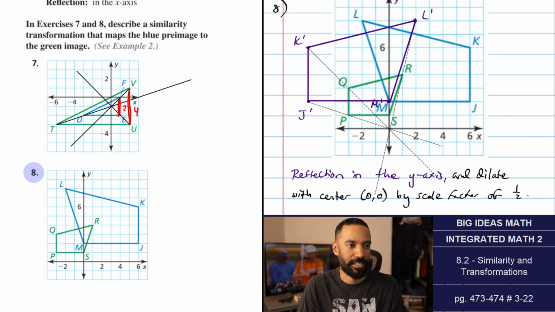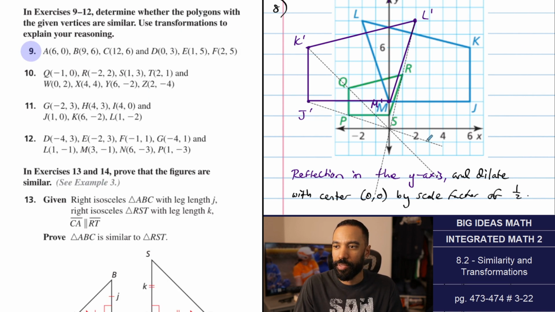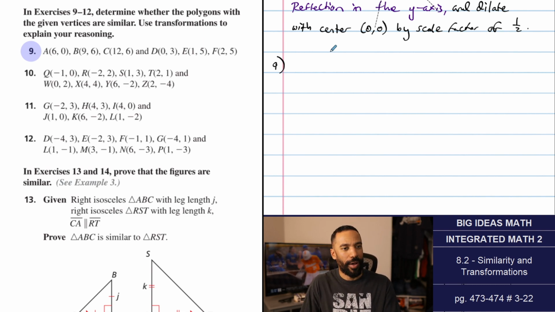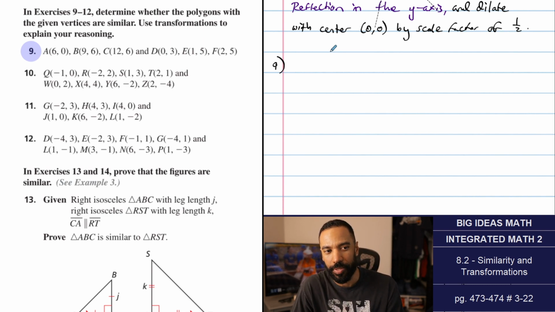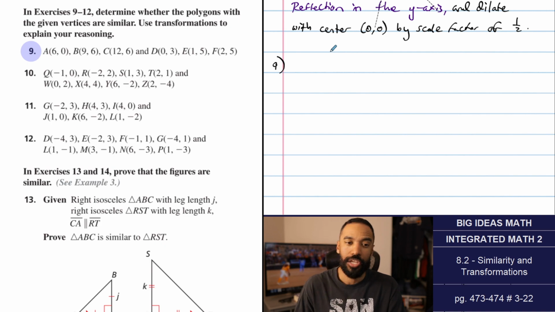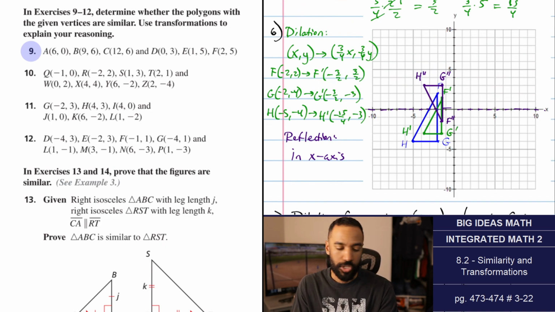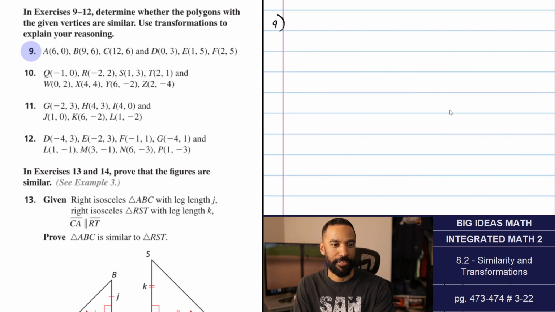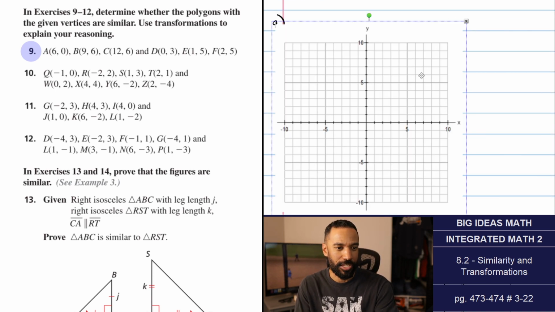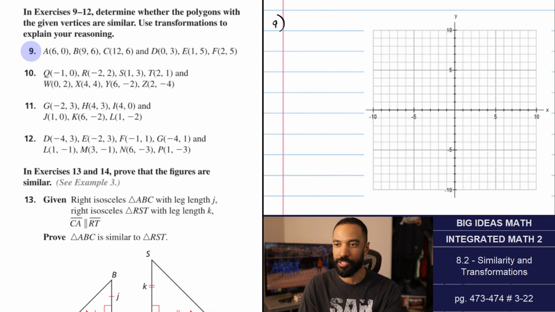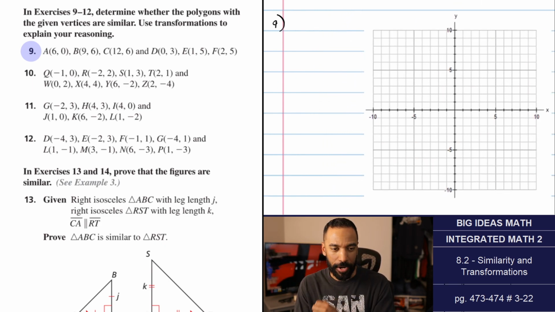Okay, that's number 8. Let's move forward. Yeah, you know what? This actually goes pretty slowly. No wonder why they have 22 questions. Numbers 9 through 12. Determine whether the polygons with the given vertices are similar. Use transformations to explain your reasoning. So let me copy and paste another graph thing. Of course, they won't fit these within the window range always. Looks like the first one already has a culprit of this. So I'll just plot them.